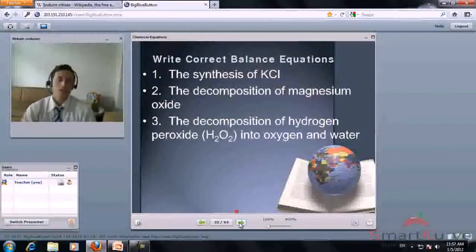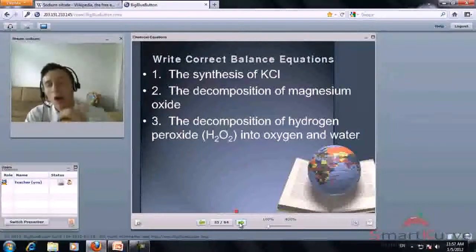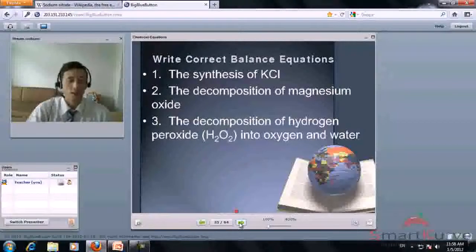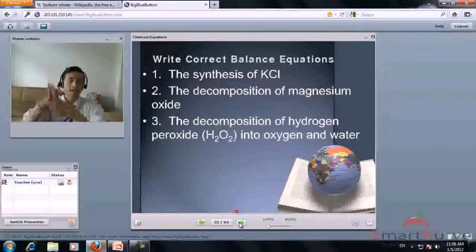All right, so a few practice problems for you there. Write a correct balanced equation for the synthesis of KCl, that's potassium chloride. Let's do that together. Synthesis, remember that's A plus X yields AX. So in this case, that's going to be potassium plus chlorine yields potassium chloride.